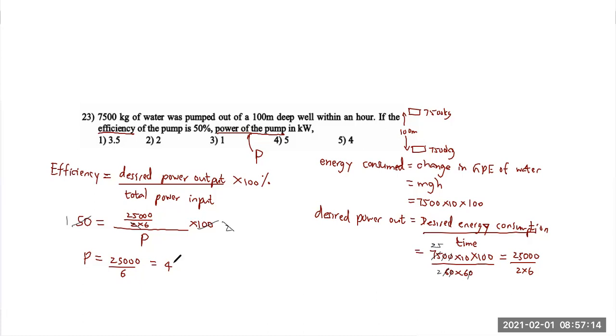So if I write this like this, we need the answer in kilowatt. 25 over 6 into 10 to the power 3 watt. That is 4.16 kilowatt, because when you divide 25 by 6, it's 4.16 into 10 to the power 3. So it's watt, right? 10 to the power 3 watt is kilowatt.